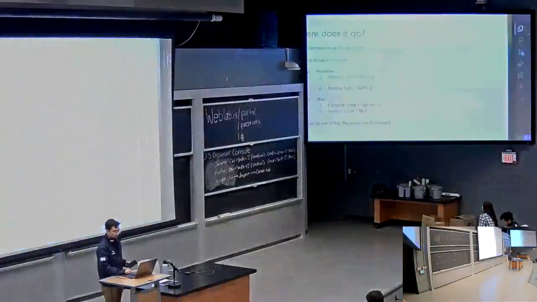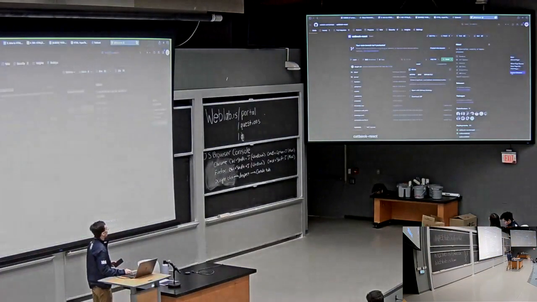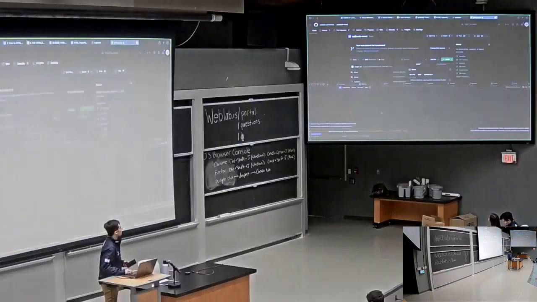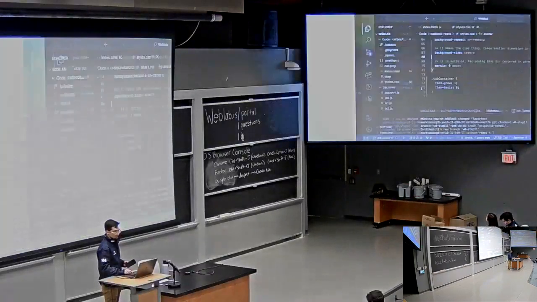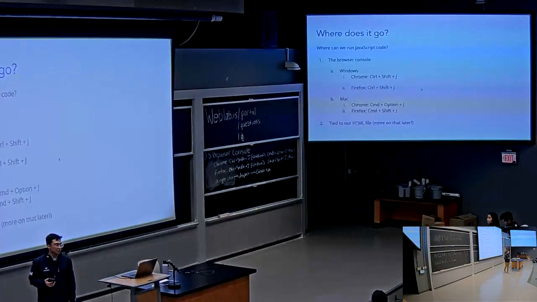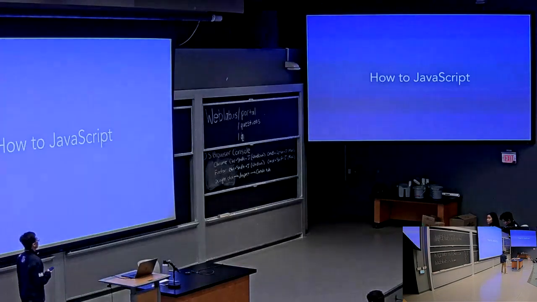So that would look something like right-click and inspect the element here. And then after you get up your tool, so this would be Safari, but there's a console here, and you can write JavaScript in the console here, and it would be similar on Chrome. So JavaScript really is tied to our HTML files, and we'll have more on that in a bit.